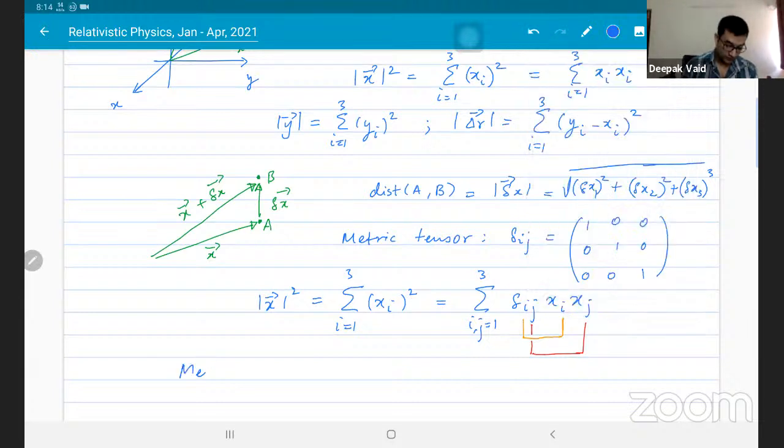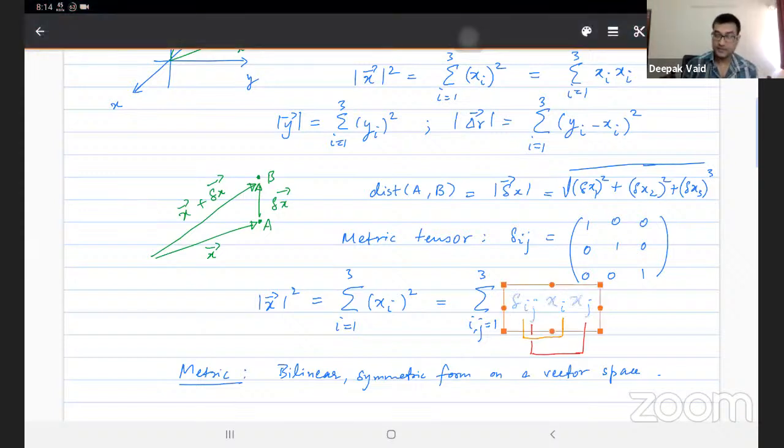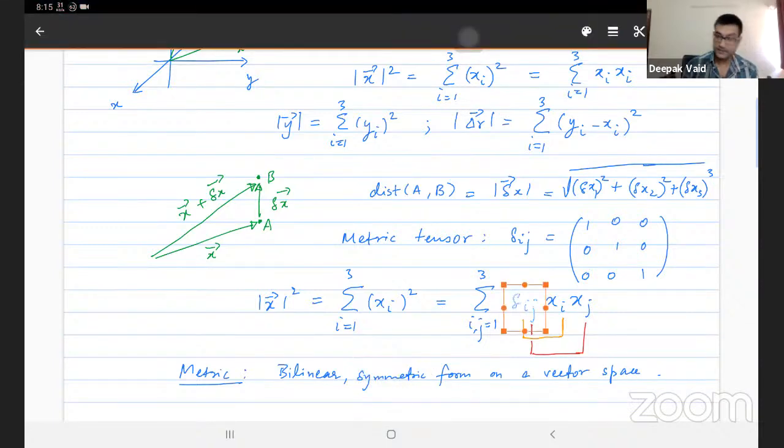A metric is a bilinear symmetric form on a vector space. So what does that mean? Bilinear: this expression is linear in x^i and in x^j separately, not together, but separately. Symmetric means that this matrix is symmetric.